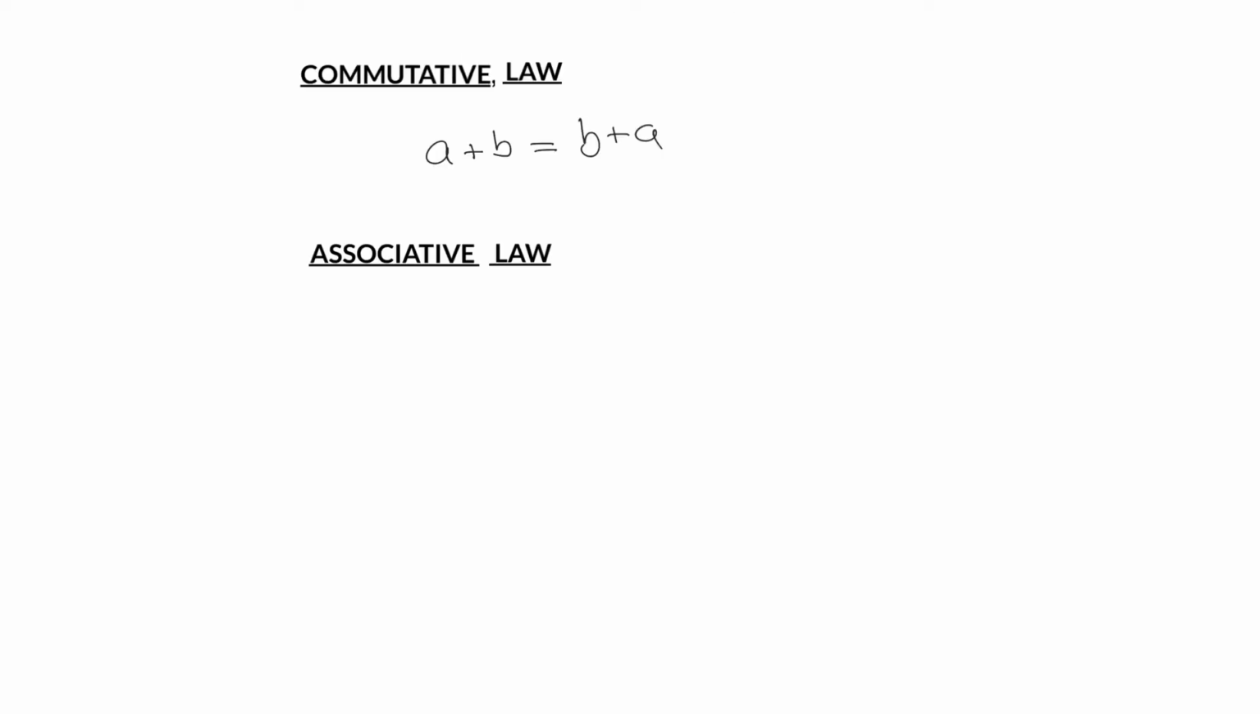Now I'll discuss about this associative law. If we are writing a plus b plus c, first we are adding a plus b, then that result we are adding with c. Or we know that we'll get the same result if first we are adding b plus c, then with that we are adding a. Then also we are getting the same answer. So if we can write it in this form, then it is known as an associative law.